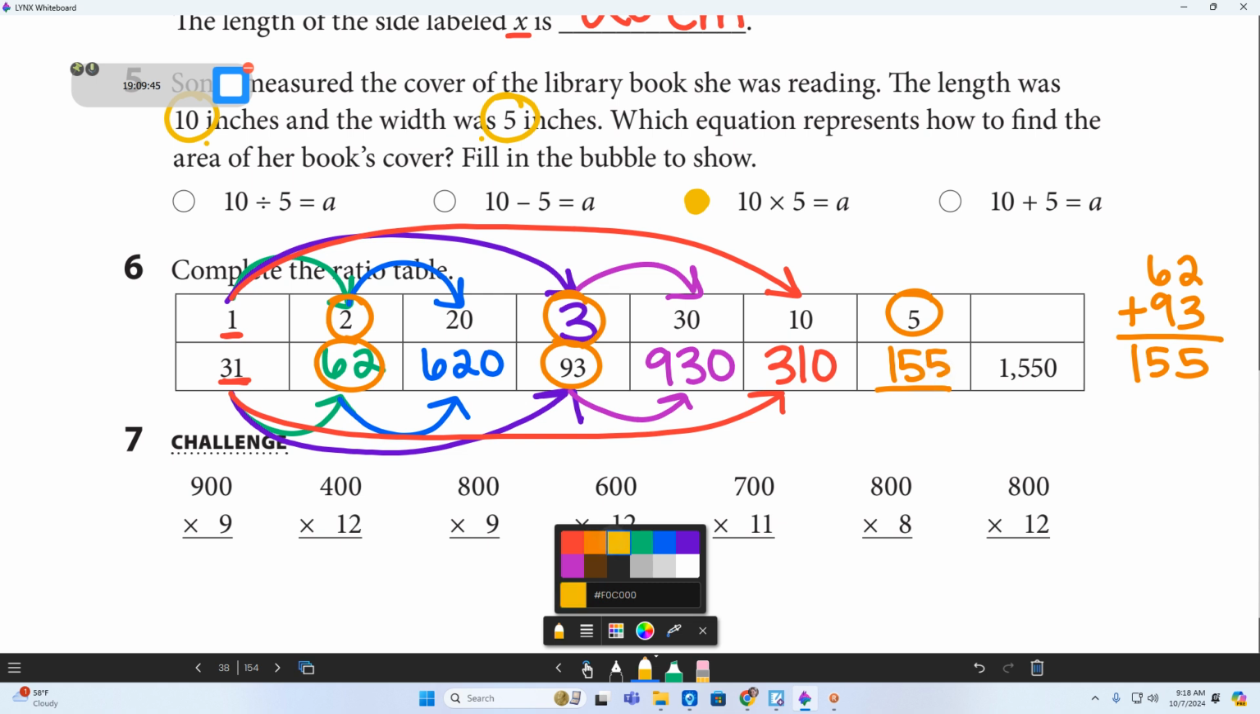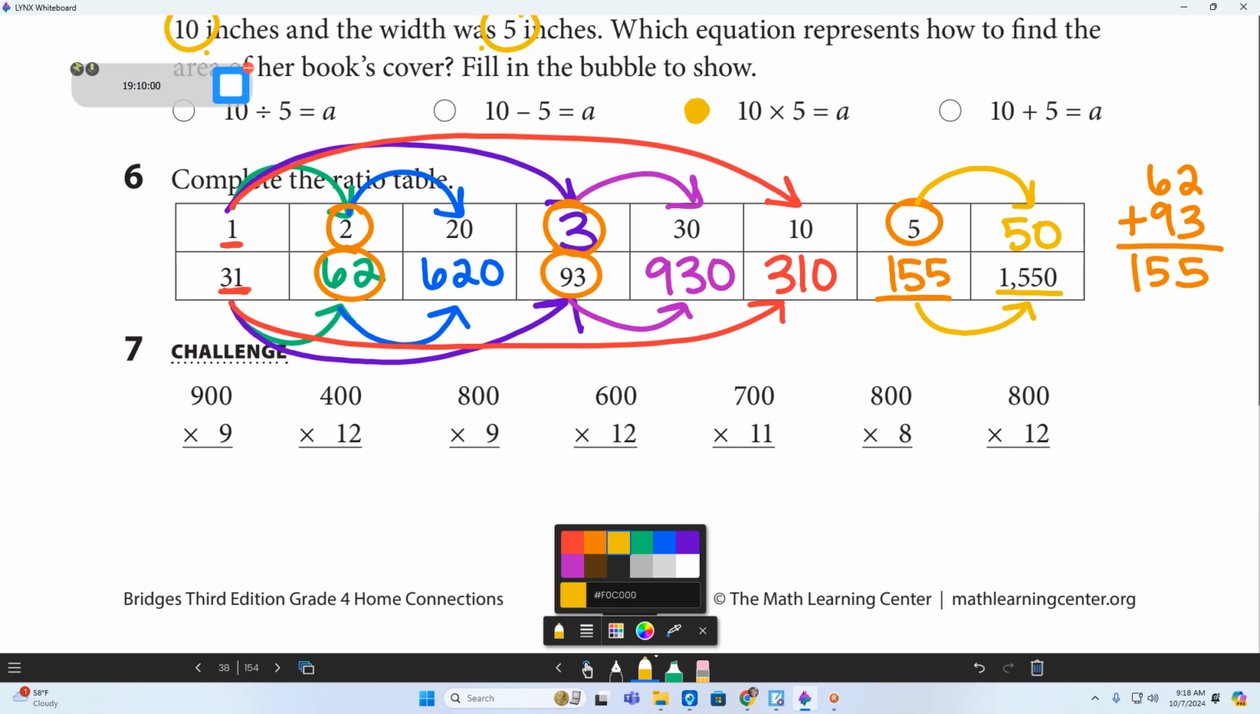And finally, for this last one, notice that this answer is exactly what this one is, but with a 0 after it. So I'm going to put a 0 after that. All right, so I used a lot of stuff earlier in the ratio table to figure out some stuff later in the ratio table. All right, here we go.